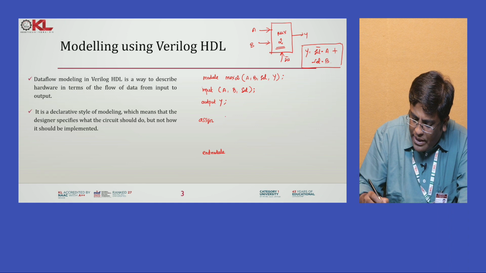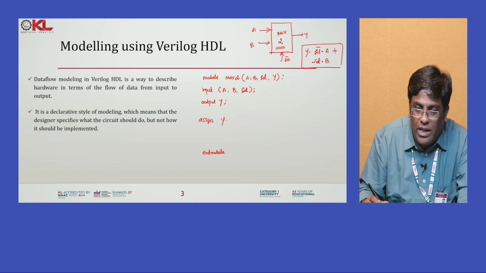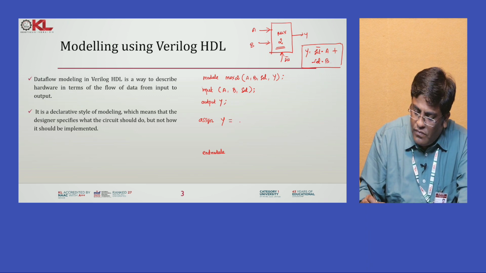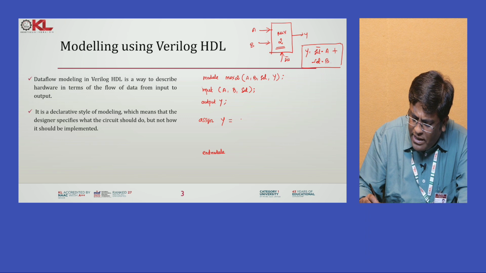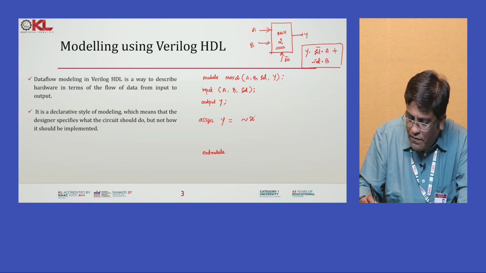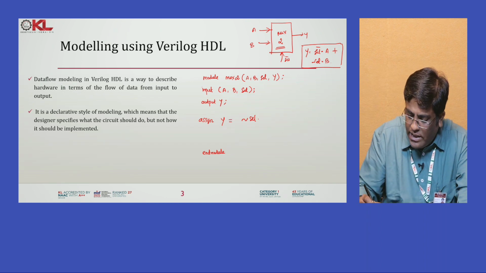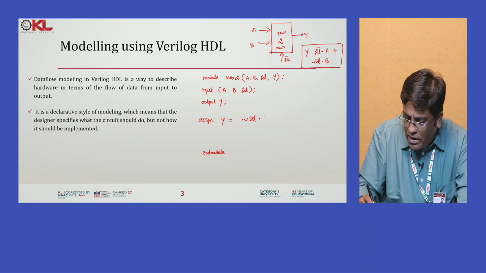What are we going to assign? I am going to assign some values for Y. I am going to assign some function for Y. What is the function for Y? I am going to assign Y is equal to S bar A. What can we write? We can say negation symbol of select. This negation is indicating what? Bar or inversion. S bar A, in the sense, dot, I can use dot.